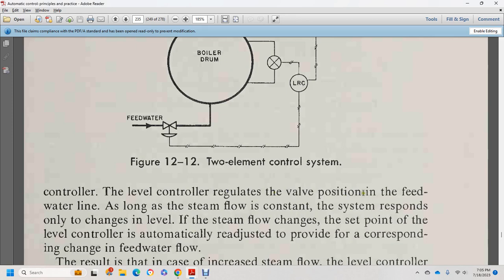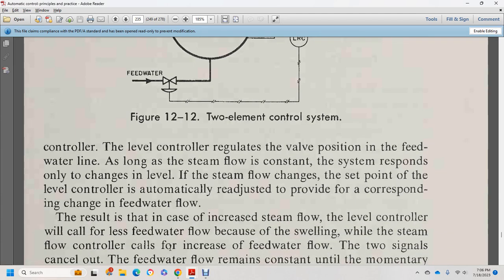The level controller regulates the valve position of the feed water line as well as the steam load flow, and the concept of the system responds to only a change of the level of the system. When the steam flow changes, the set point of the level control is automatically adjusted to provide for the corresponding change of the feed water flow.